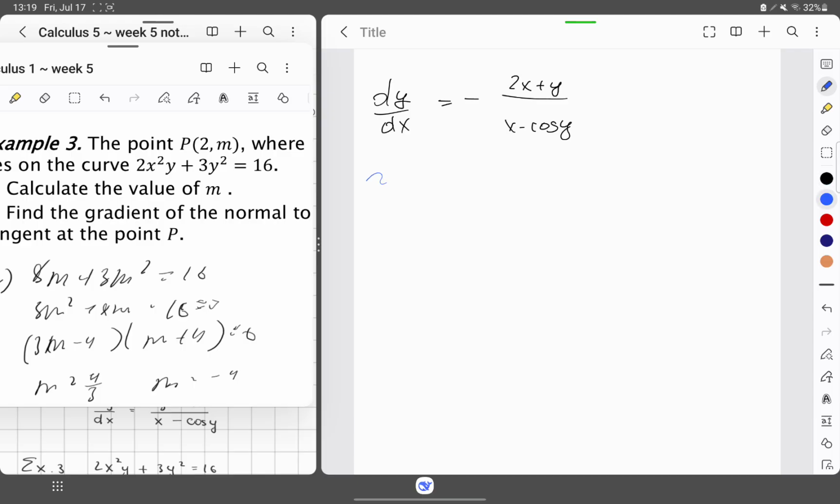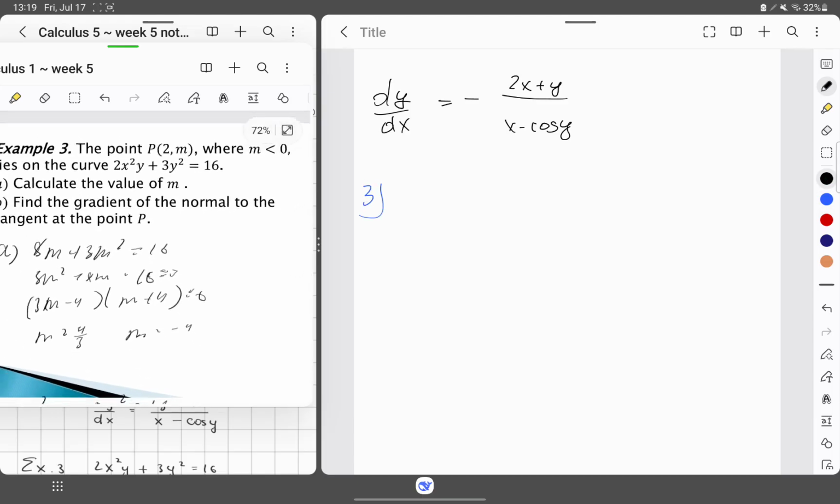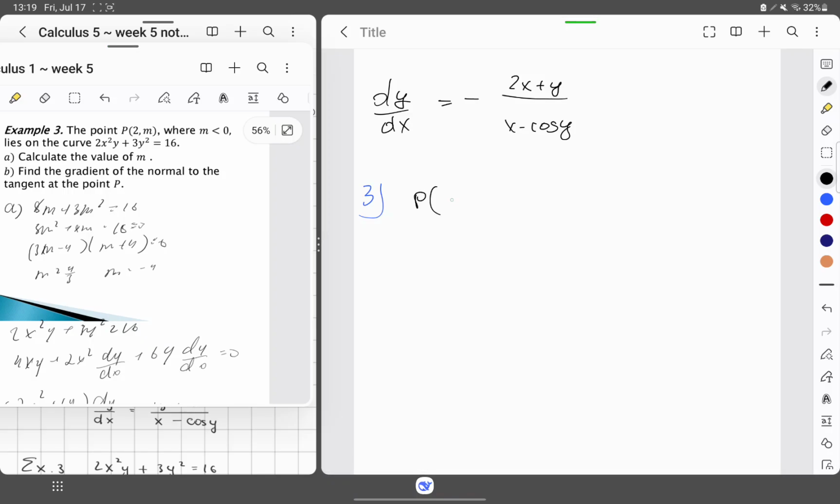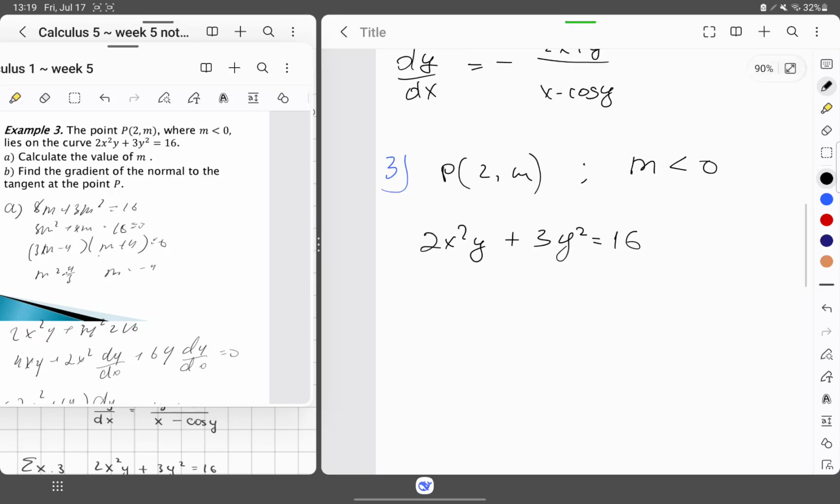So the point P is (2, m), where m is less than 0, lies on the curve 2x squared y plus 3y squared equals 16. So we need to find the value of m and the gradient of the normal to the tangent at point P. Okay, firstly, we need to solve it and then I will check them.